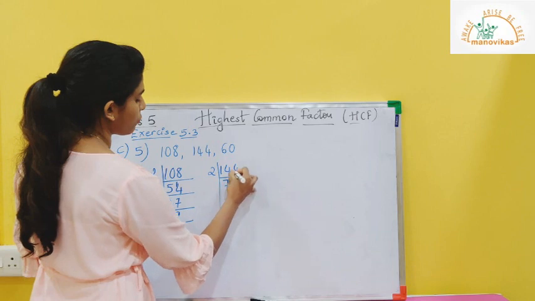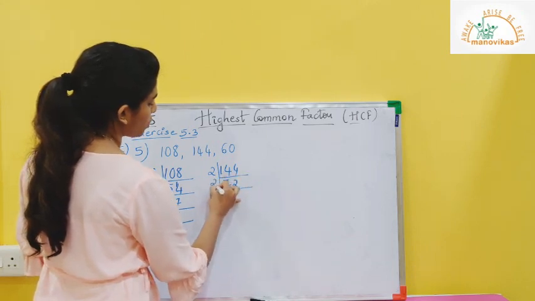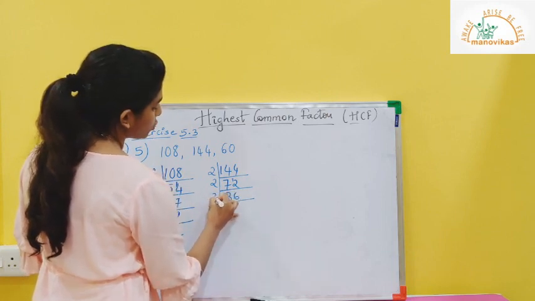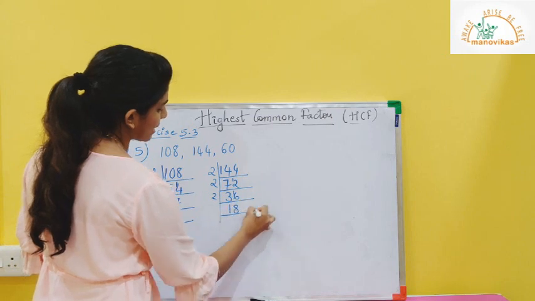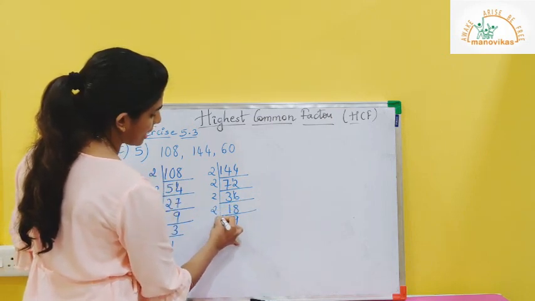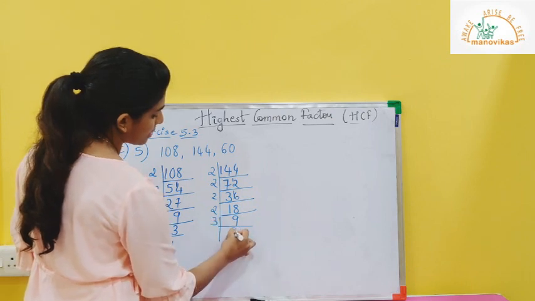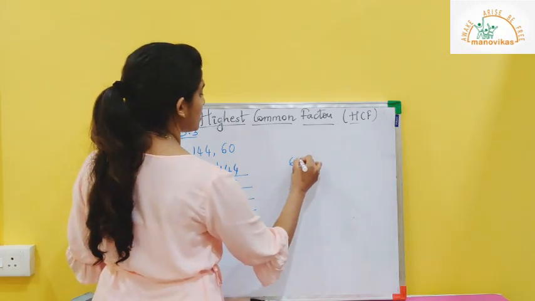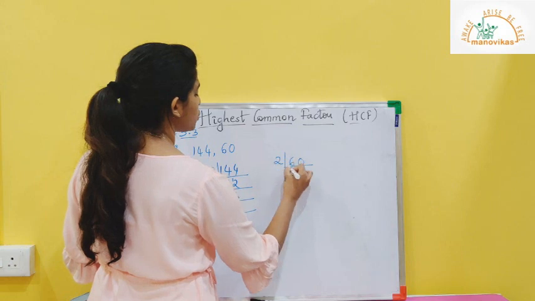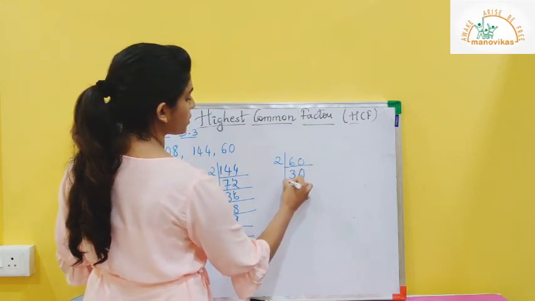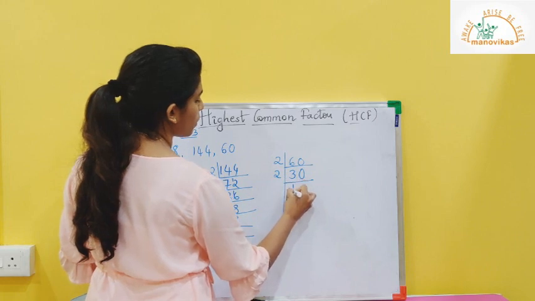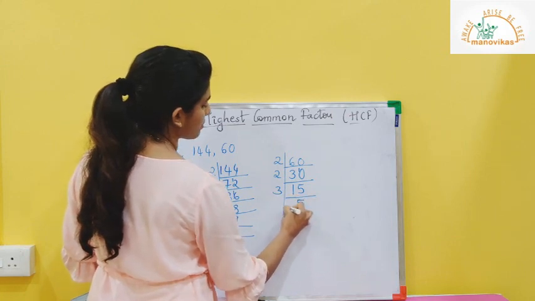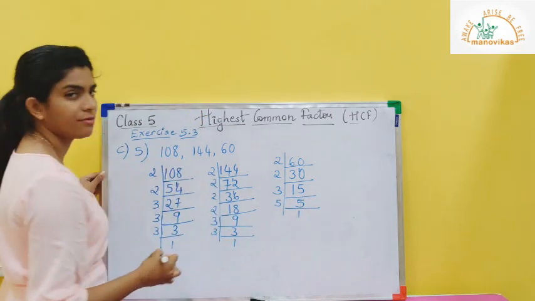Next number is 144. 2 sevens are 14. 2 twos are 4. 2 threes are 6. 2 sixes are 12. 2 ones are 2. 2 eights are 16. 2 nines are 18. 3 threes are 9. 3 ones are 3. Next number is 60. 2 threes are 6. Bring down 0. 2 ones are 2. 2 fives are 10. 3 fives are 15. 5 ones are 5.